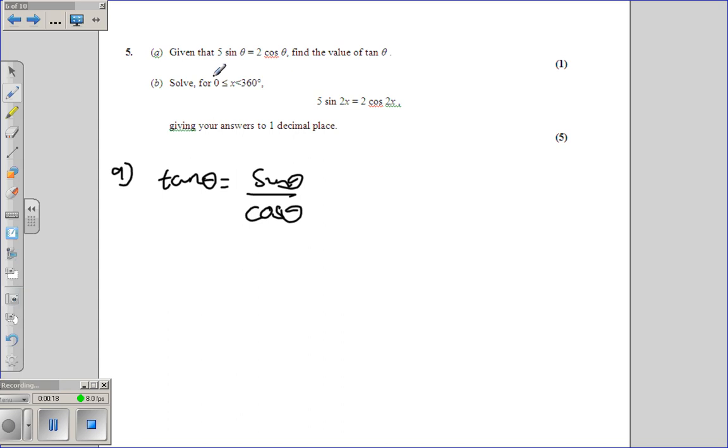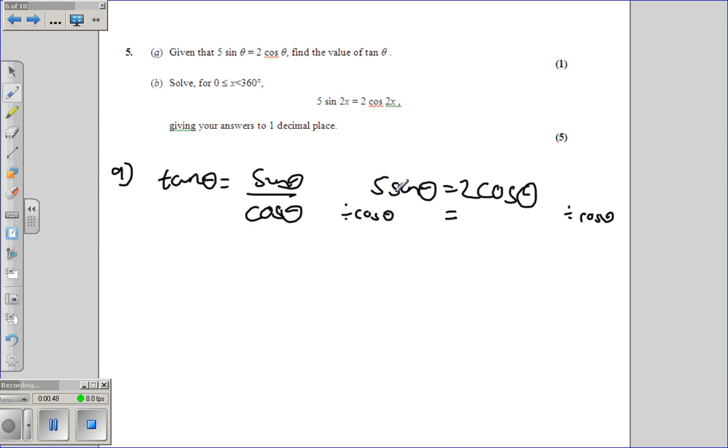So if you look at this here, we want to get it in terms of tan, so we need to be getting the sine and dividing it by a cos. So if we have 5 sine theta equals 2 cos theta, if we divide this by cos, you're going to end up with a tan. So I'm just going to divide both sides by cos theta.